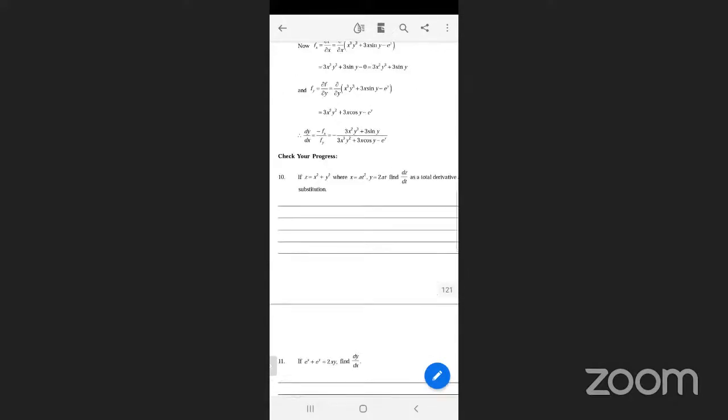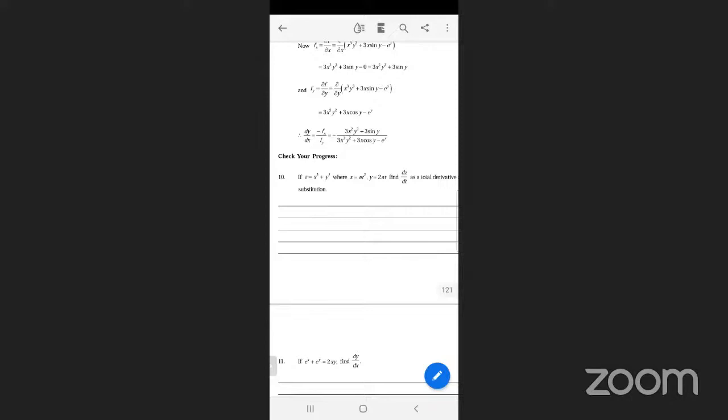Here z equal to x square plus y square, where x equal to at square, y equal to 2at, then find dz by dt. See here in your textbook, page number 121, problem number 10, example number 10. So what is our question?